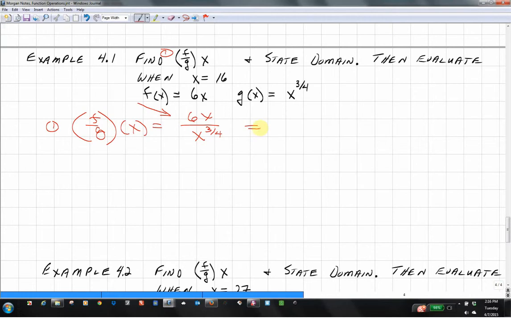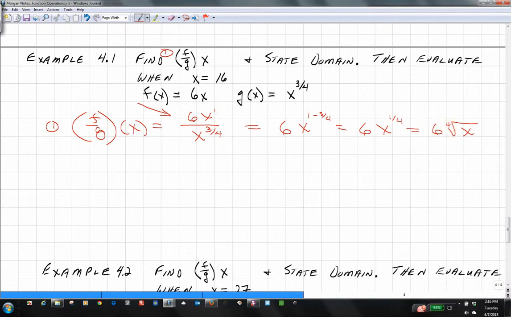So this is really 6x, and this would be, well, I guess I'm just repeating myself there. So I can subtract the exponents. So that's going to be 6. The exponent on the x is 1, so that would be x to the 1 minus 3/4. That would be 6x to the 1/4, which if I wanted to write it in radical form, it would be the 4th root of x.